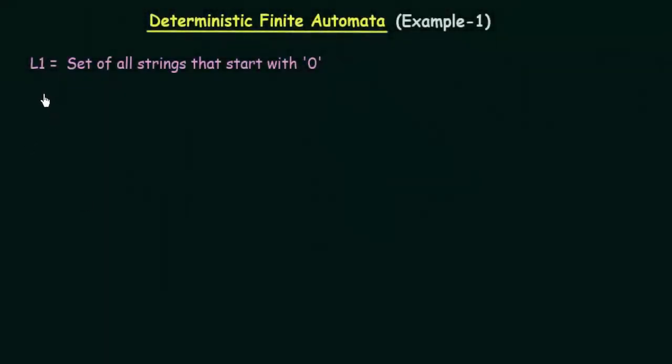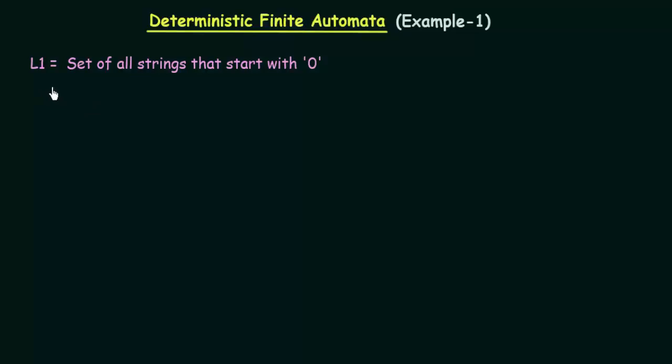Okay, so we have an example here which is a language L1, which is a set of all strings that start with 0. We need to design a deterministic finite automata, or DFA, for this language L1. So let's see how we can do that.